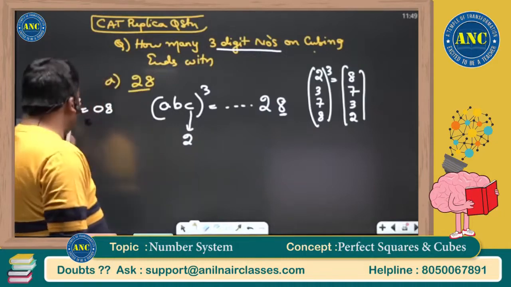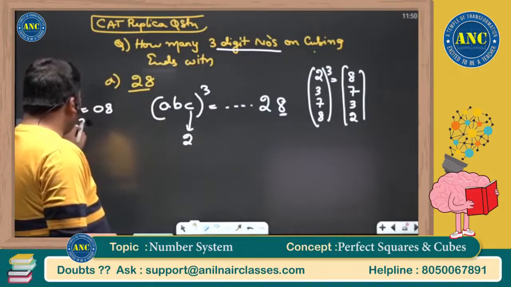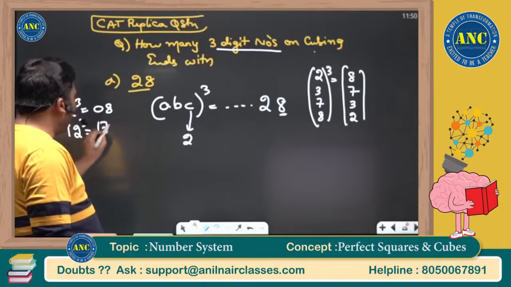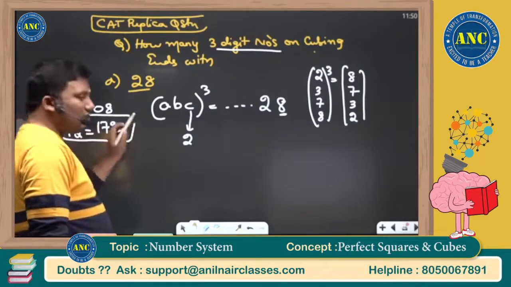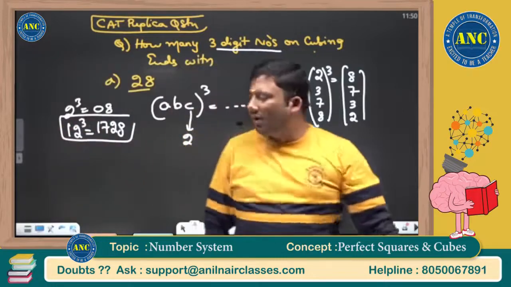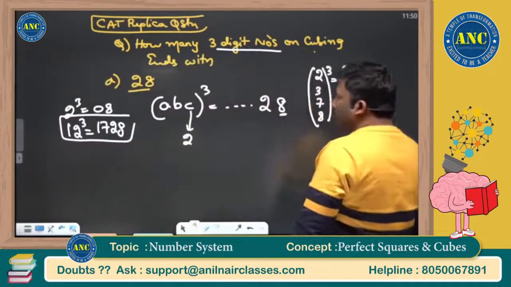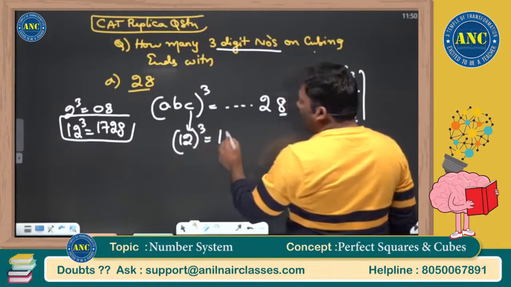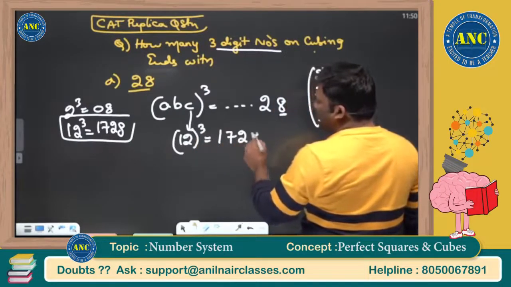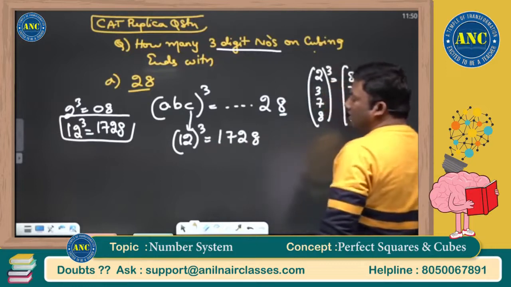But I require 28. The next number is 12 cube. If I do (a+b) whole cube, I will get 1728. 12 cube, most of you know, is 1728. So the lowest number whose cube ends with 28 is 12, and 12 cube is 1728.